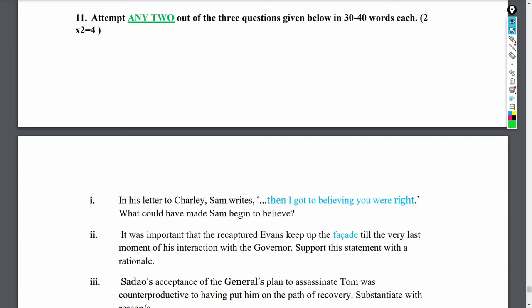Okay, that is distress. It is important that the recapture event keep out the facade till the very last moment of his interaction with the governor. Support this statement with a rationale. So, it will be a statement-based summary, and what will you have to do? You will have to give substantial reasons in support of your statement. Now, let us go to the next one.